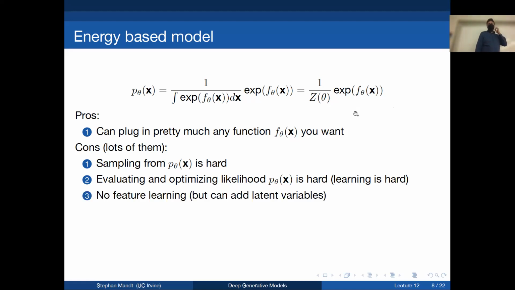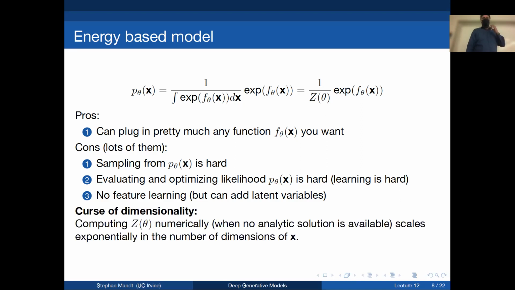What's another disadvantage? You cannot actually learn any features, which has to do with the fact that there's typically not a low-dimensional representation emerging from these models. But that was also the case, for example, for autoregressive models. So those are a lot of disadvantages, but we'll still learn about solving some of these problems that we described here.